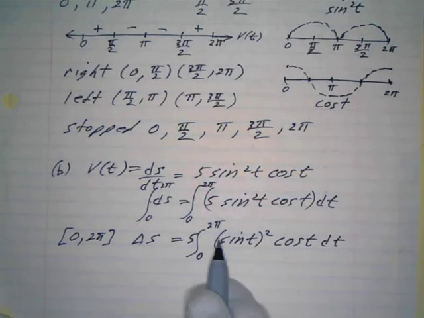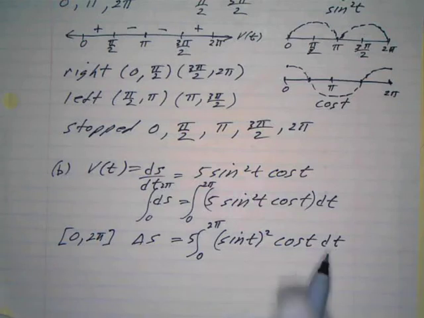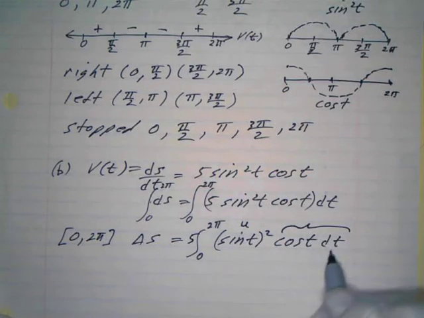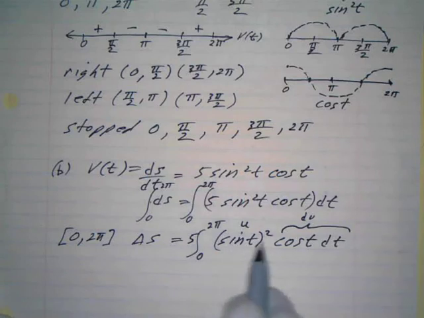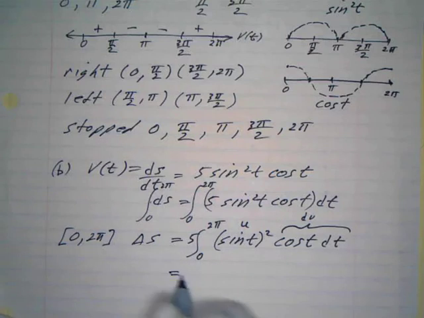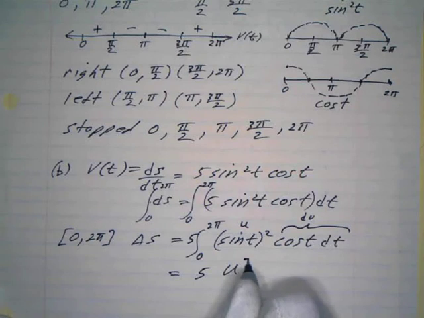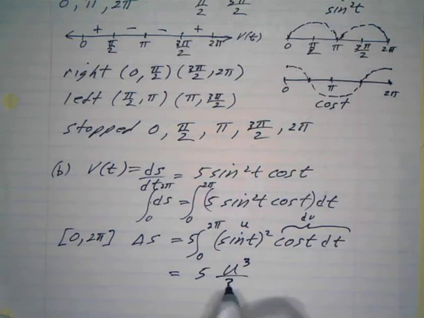Then this looks like u to the n du. If this is u, the sine of t, what's the derivative of the sine of t? That's just cosine of t dt, so that would be my du. So this looks like u to the n du, or u squared du. So if we take the antiderivative of that, that's not going to be too bad. That's just going to be 5 times u to the third over 3.